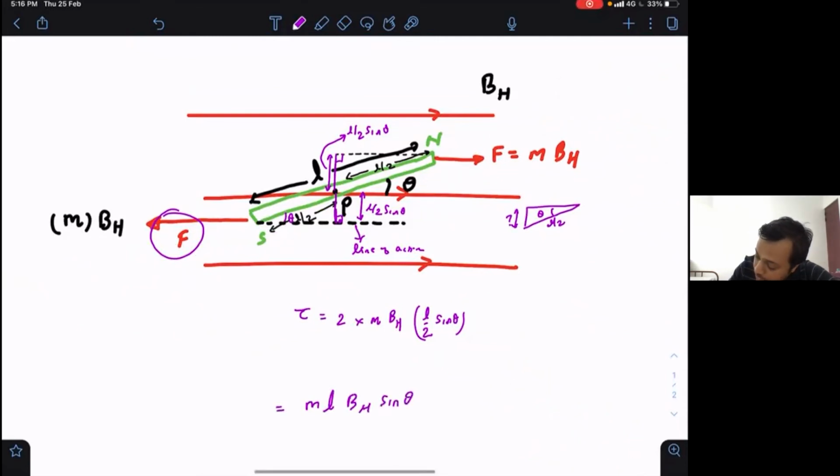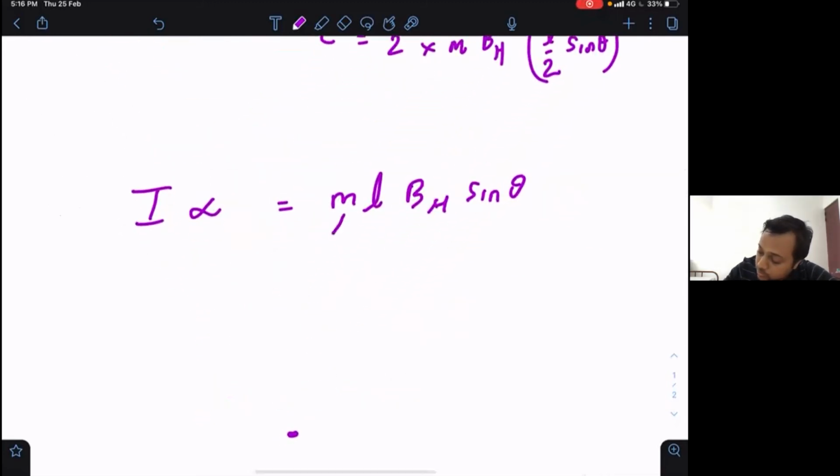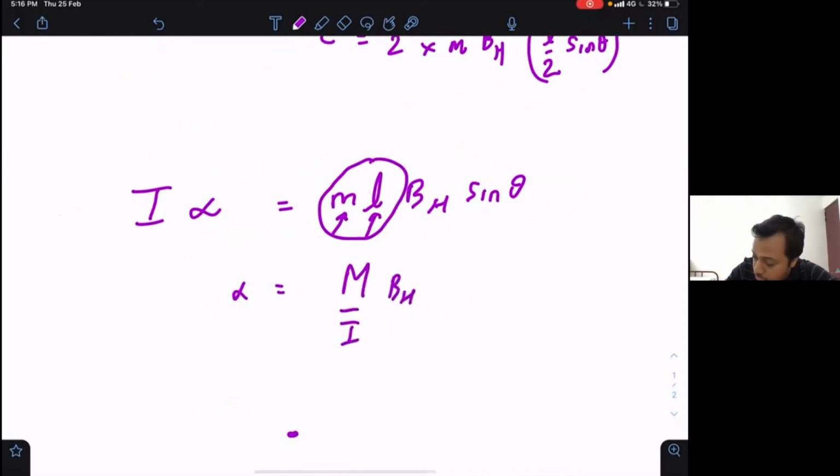This is the torque. Now torque can be written as I into alpha, where I is the moment of inertia. Now this pole strength small m into the length of the magnet will give you the magnetic moment M of the magnet. So alpha is equal to M by I into B_H into sin theta. Now if we assume that we are displacing it by a very small angle, sin theta can be approximated as theta. So here we get the condition for SHM, that alpha is proportional to theta.